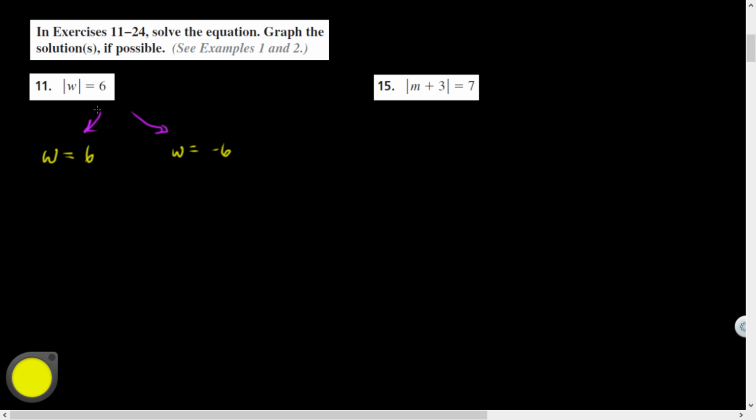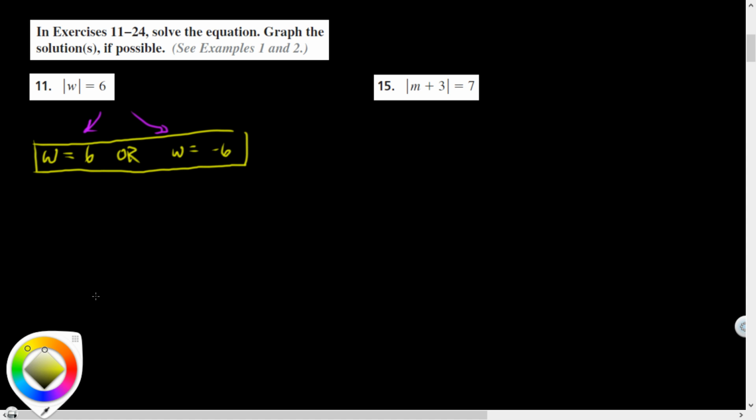So these are the two possible cases for this absolute value equation. I break it up into both of those cases and then solve. But in this case, these are already solved. So I'm going to actually write or between them because it's not both of those things simultaneously. It's one or the other. And those are our solutions.